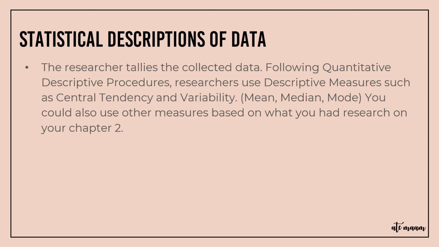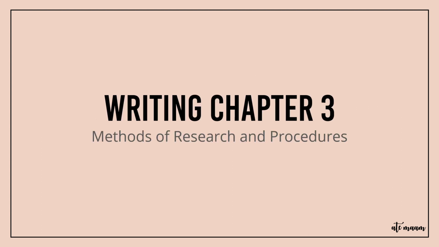So for the statistical description of data, once you are already done with your survey, the researcher tallies the collected data. Following quantitative descriptive procedures, researchers can use descriptive measures such as central tendency and variability. This is the mean, median, or mode. Or you can also use other measures or statistical operations based on what you had researched on your chapter 2. So if you have found studies that use other kinds of statistical methods and statistical tools and treatments, you can use that as long as it would be the best option for your study. So that would be writing chapter 3, methods, research, and procedures.